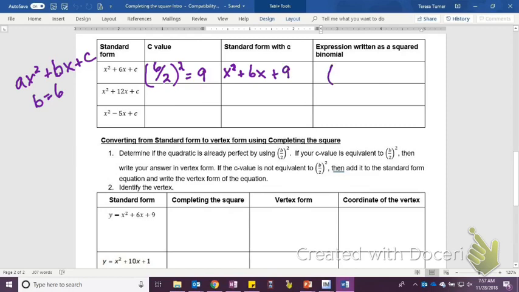And then this always factors into x plus your b over 2. b over 2 is 3, squared. Now it's your turn. Pause the video and complete the next 2 problems.